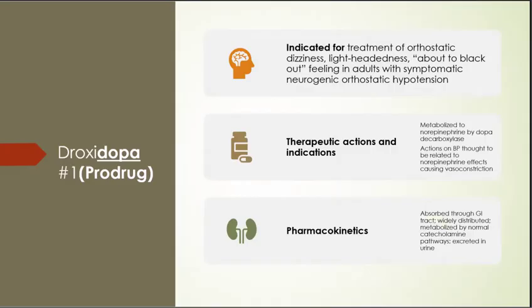So, as nurses, a key consideration is monitoring blood pressure carefully, especially for supine hypertension, which is high blood pressure while lying down. Droxidopa is converted into norepinephrine, causing vasoconstriction, increasing blood pressure, and helping reduce dizziness and fainting in patients with neurogenic orthostatic hypotension.